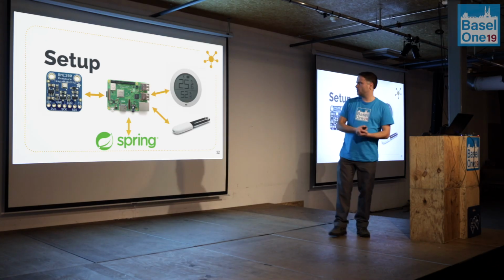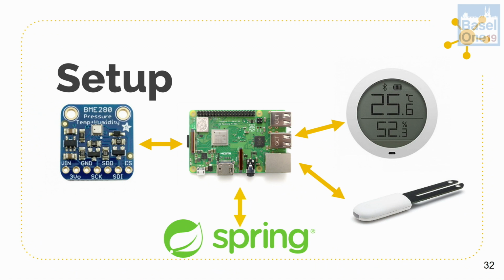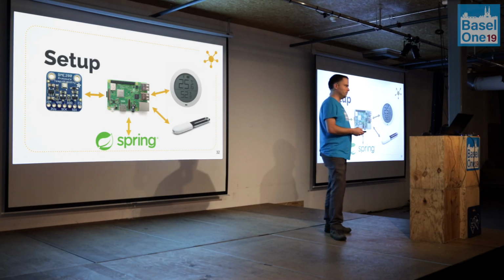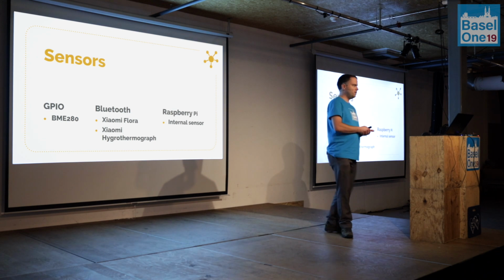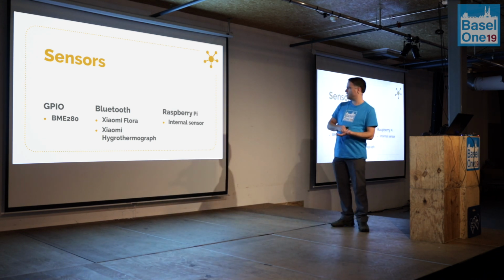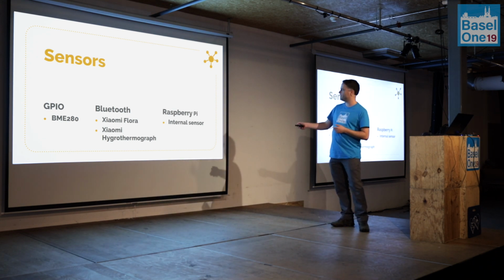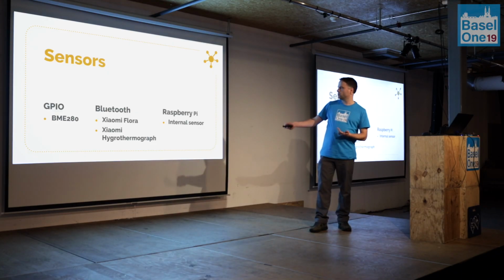So this is basically my setup. I have the Raspberry Pi, which I've shown, and the different sensors, and I use a Spring application running on my Raspberry Pi to basically retrieve all the sensor data. In detail, these are the different sensors that I use. Oh, one sensor I didn't mention, but the Raspberry Pi also has an internal sensor to measure the temperature of the Raspberry Pi itself. And for the rest, I use the Bluetooth sensors and the GPIO sensors, which I've shown before.